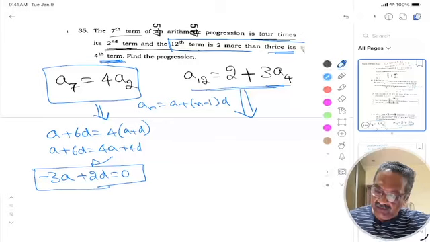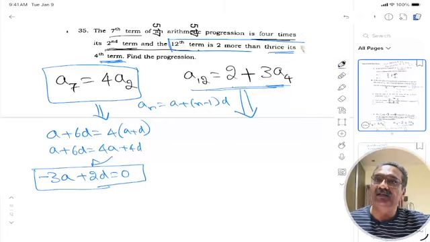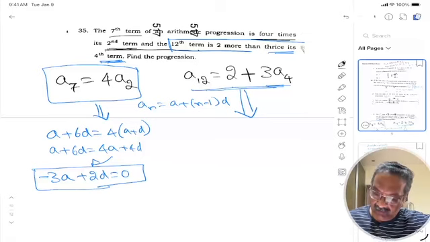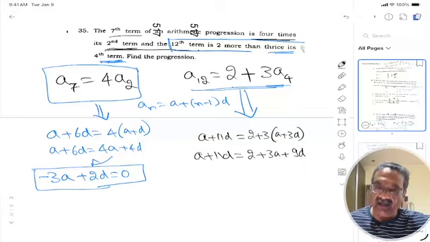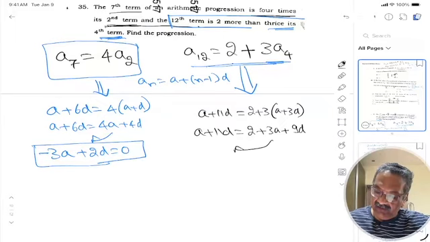From this we get a12. What is a12? a12 is a plus 11d is equal to 2 plus thrice of a plus 3d, or a plus 11d is equal to 2 plus 3a plus 9d. So if you bring these to this side, we get minus 2a plus 2d is equal to 2.